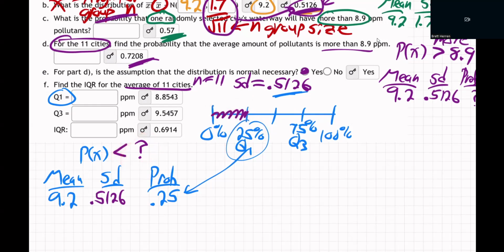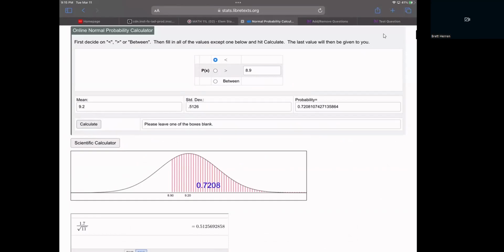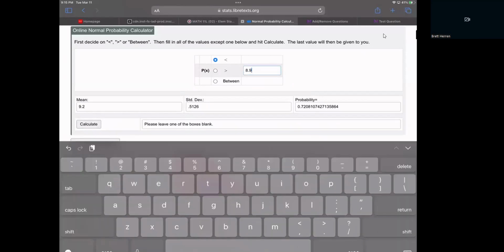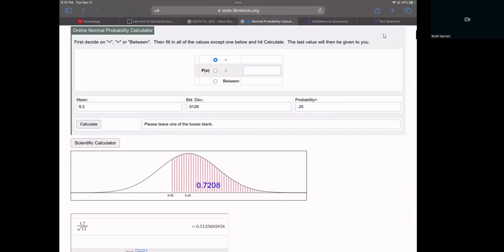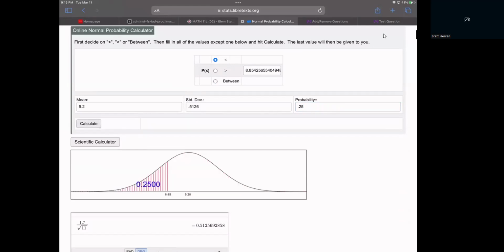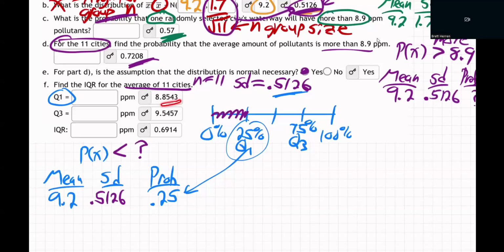Let's go to the calculator. So 9.2, 0.5126. Okay, that's all the same. I just had to come up here and go less than. Now, if I hit calculate right now, it's going to complain, because I have to leave one of the blanks. Oh yeah, I'm supposed to leave this one up here blank, aren't I? And the probability, I got to change that. I want that to be 0.25. There we go. See what I've got right now? I chose less than, but I left the number blank. Got to have one blank. And then I put in the mean, standard deviation, and the probability, calculate. And it fills in 8.8542. It rounded the last place.